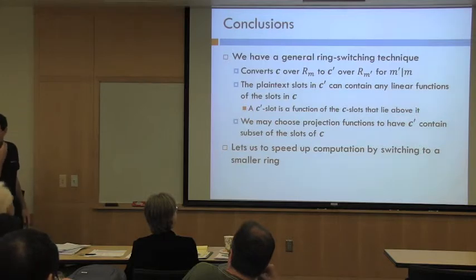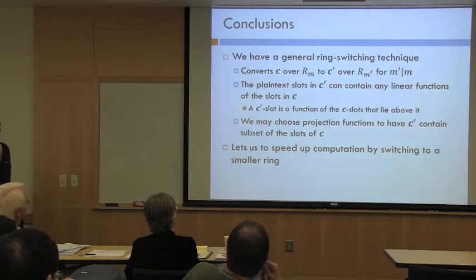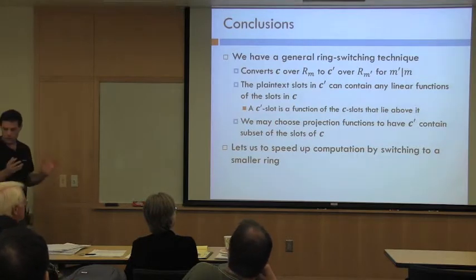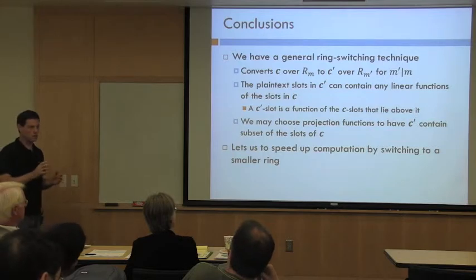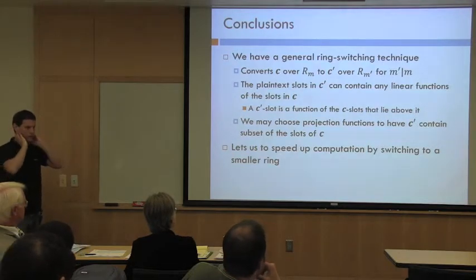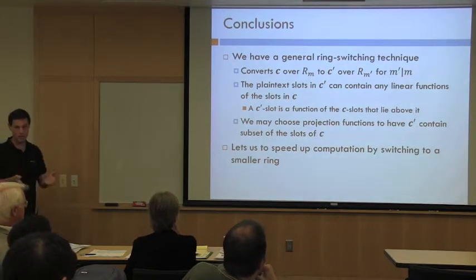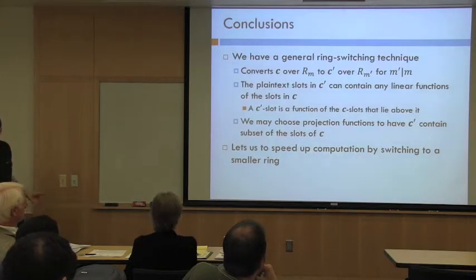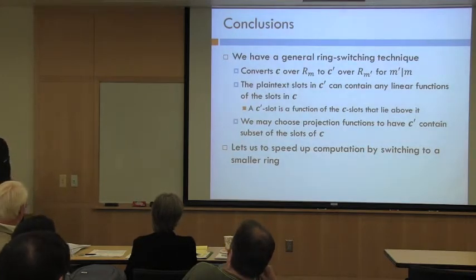Each slot in the small ring depends only on the slots that lie above it in the big ring, but it can depend in an arbitrary linear fashion on them. We can choose whatever dependence we want, and we use it to speed up computation.